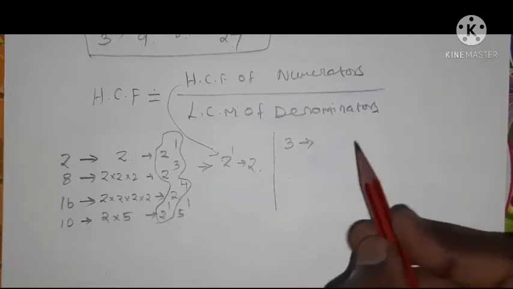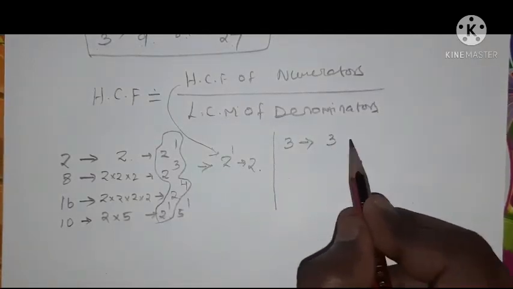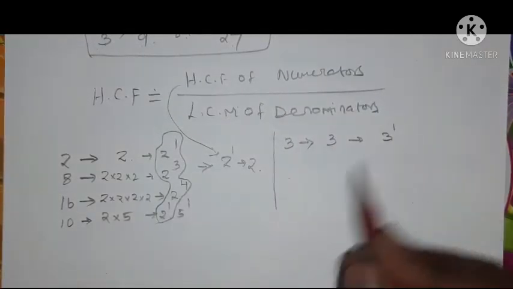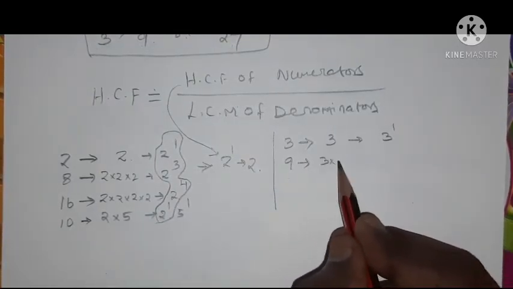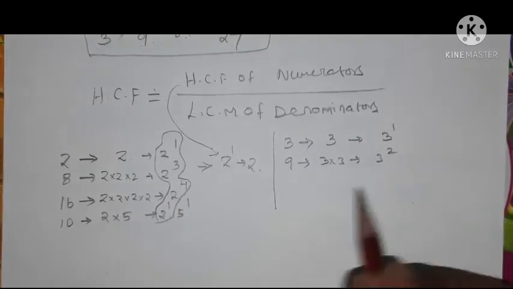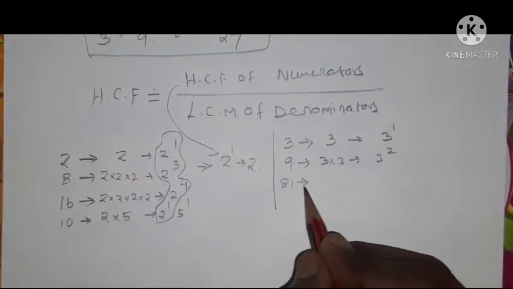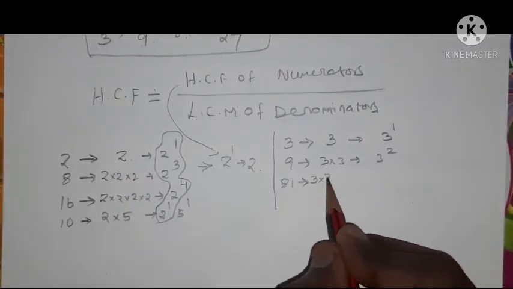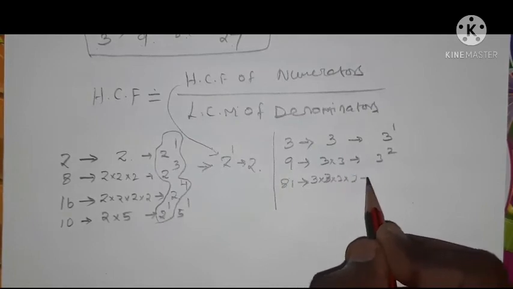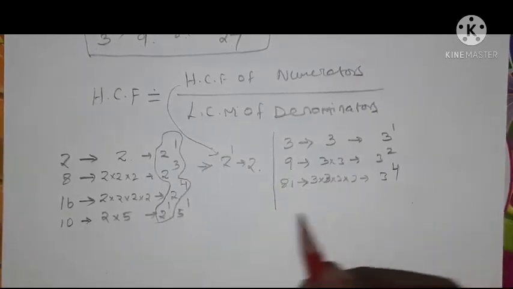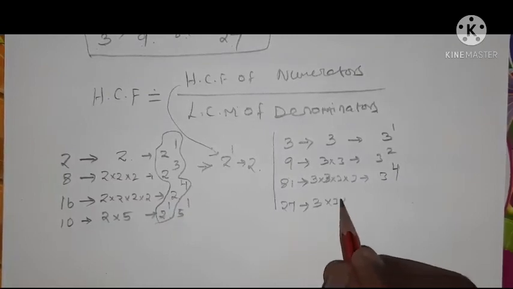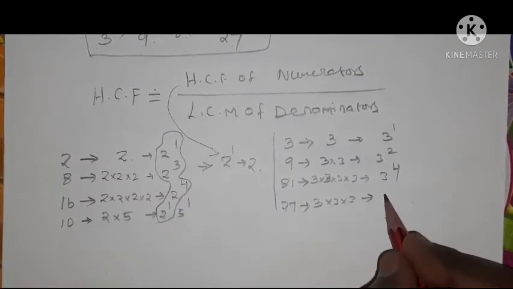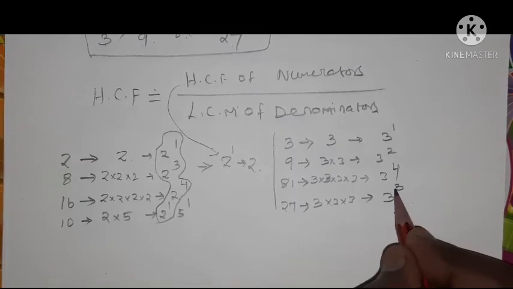So 3, the prime factor is 3, so we have written it as 3 power 1. Where 9 can be expressed as 3 into 3, that is 3 power 2. Where 81 can be expressed as 3 into 3 into 3 into 3, so 3 power 4. Where 27 is there, so 3 into 3 into 3, which can be expressed as 3 power 3.